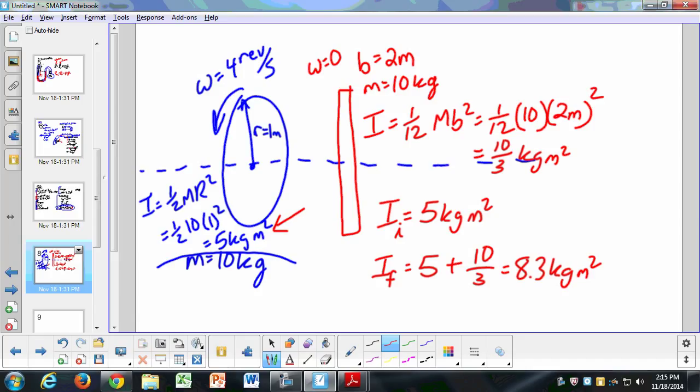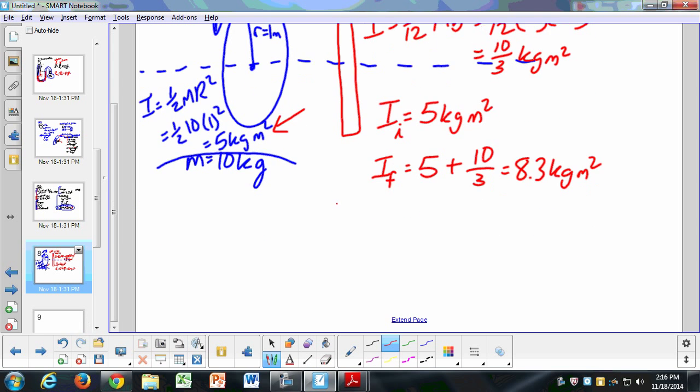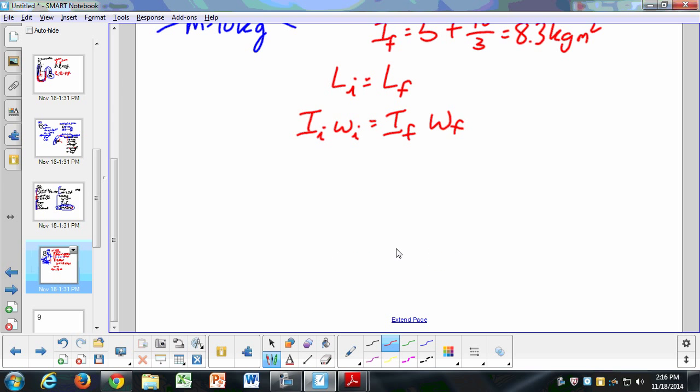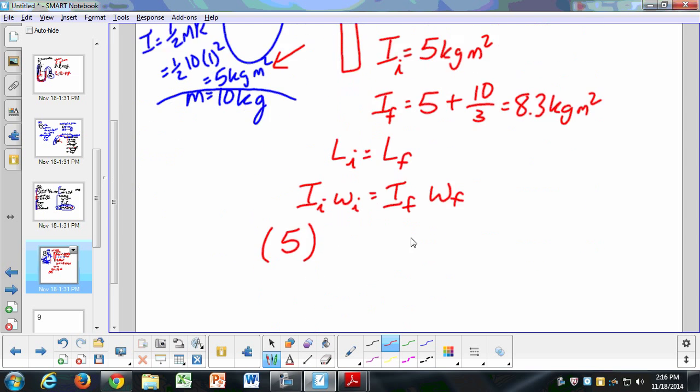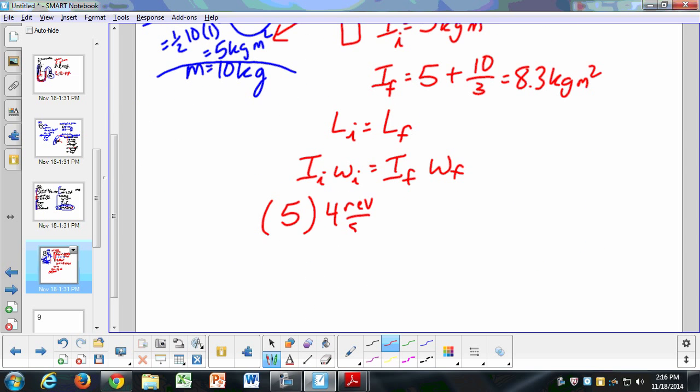This we just need a special equation. The only difference is you look on that table to find what is the moment of inertia of a bar or a rod or whatever it is. Okay, and now we can say Li equals Lf, I initial omega initial equals I final omega final. I initial is 5, omega initial was 4, I final is 8.3, omega final, I solve for that.